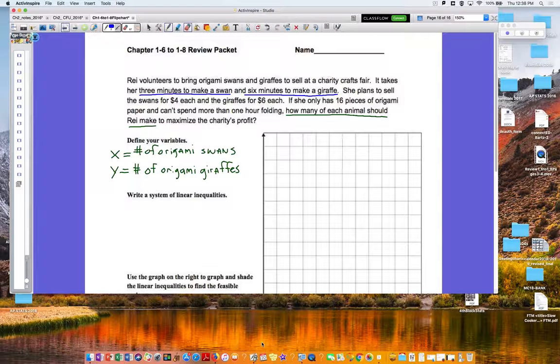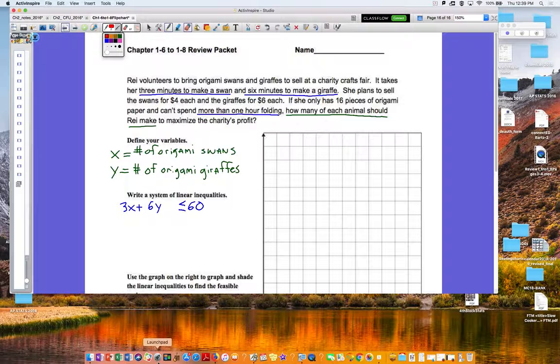Now, it also says that she can't spend more than 1 hour folding. So I need to make sure I have the same units. An hour is 60 minutes. So the amount of minutes I spend has to be less than or equal to 60. It's 3 minutes for each swan, so I get 3x plus 6y, for each giraffe, or 6 times the number of giraffes, has to be less than or equal to 60.